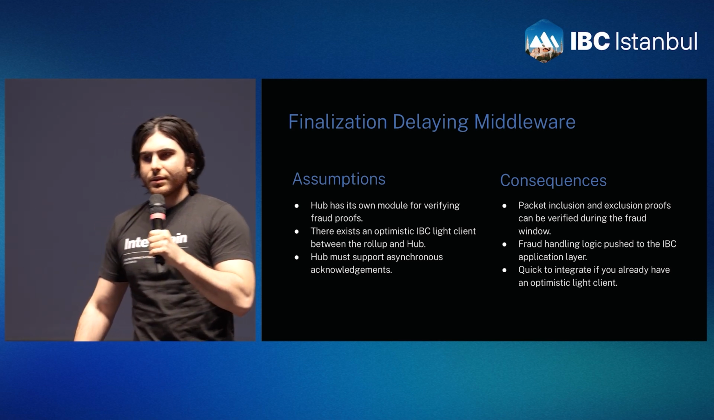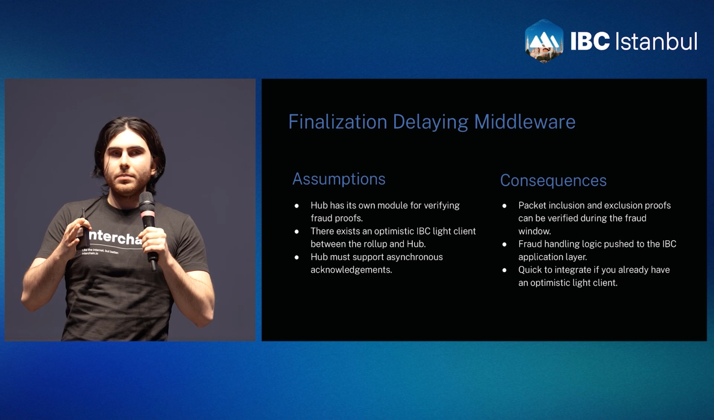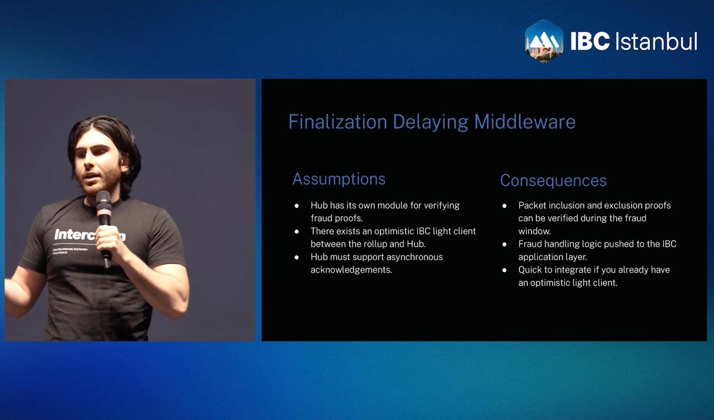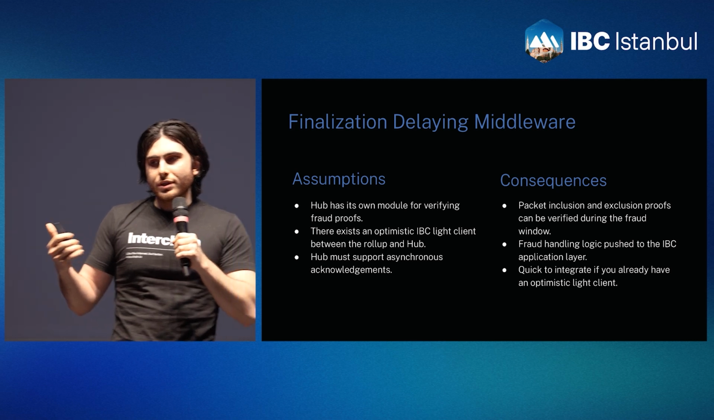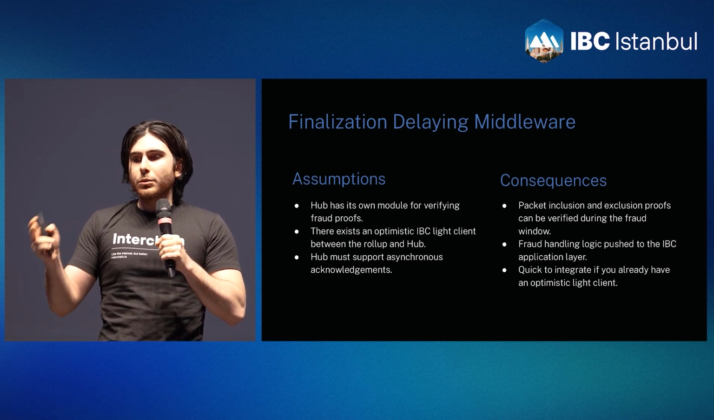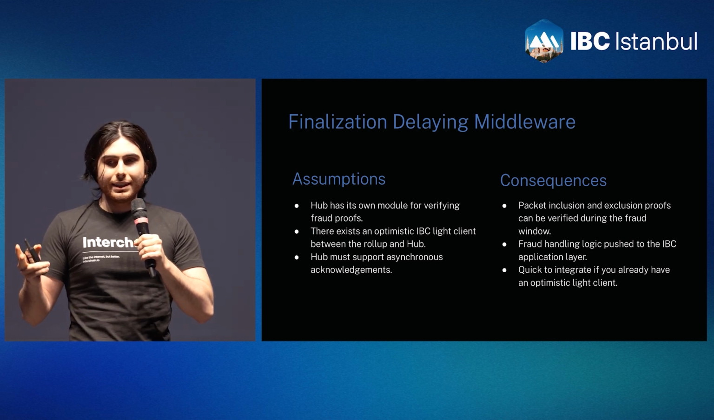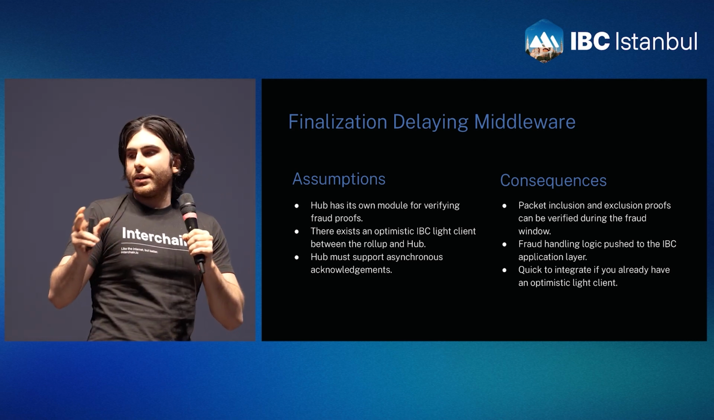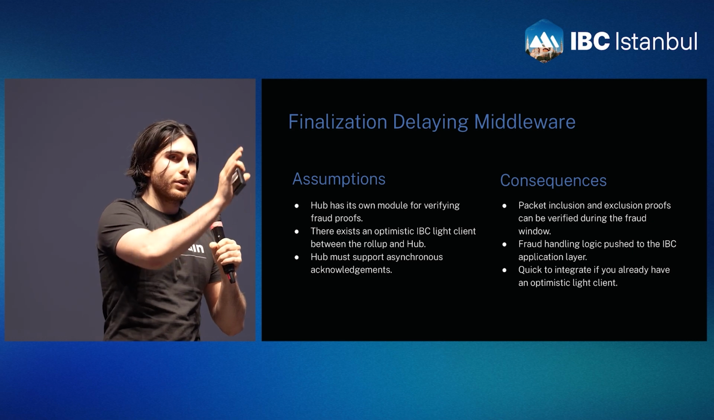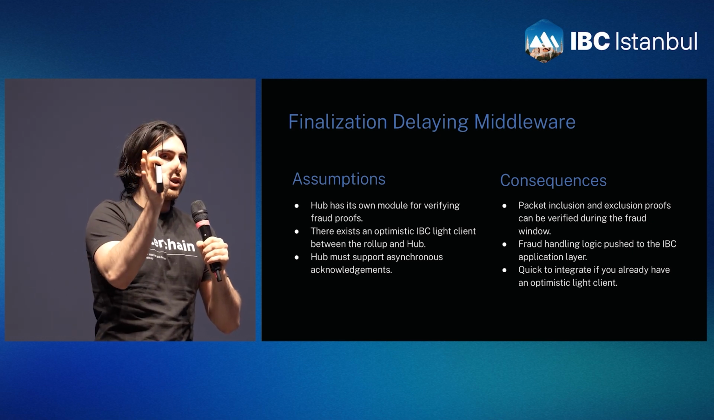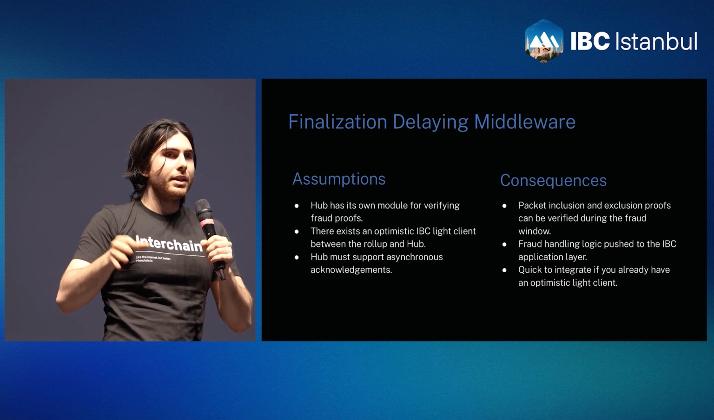Yeah, so we have some assumptions, and we also need to look at why we want this middleware, which are the consequences. Number one assumption is the hub has its own module for verifying fraud proofs. Number two assumption is that there's an optimistic IBC-like client between the rollup and the hub. First of all, this middleware only deals with the connection between the rollups and the hub, because we are assuming that the connection between the hub to the other chains will be trivial.